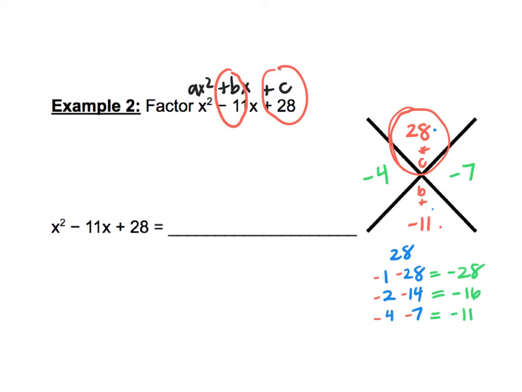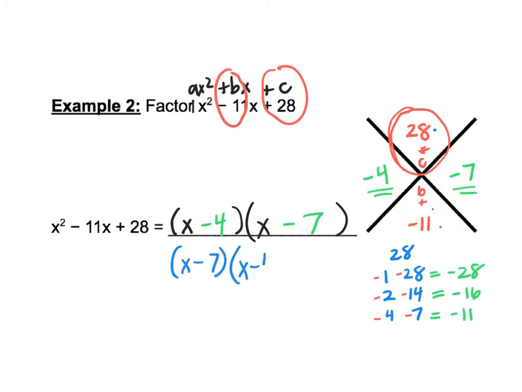My last step is just to write this as 2 factors. Again, since a is 1, there's nothing in front of x squared. You're just going to start with x for both. And then we're going to use the 2 numbers we found, so x minus 14, x minus 7. You could, oops, sorry, I wrote 4 a second time, x minus 7. You could rewrite this as x minus 7 and x minus 4.